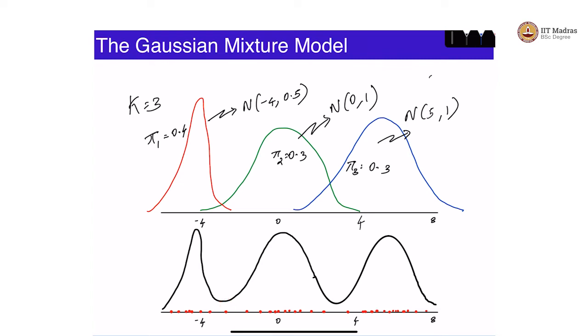Let's say you have a point like minus 2. A point like minus 2 could have come from the red cluster, the red component. It could have also come from the green component. So a point like minus 2 could have come from either of the two components. So for some data points, it is not possible to assign that data point to one single component. But still, you can do something about it. At least for a large number of data points, you can assign a component to each of the data points.